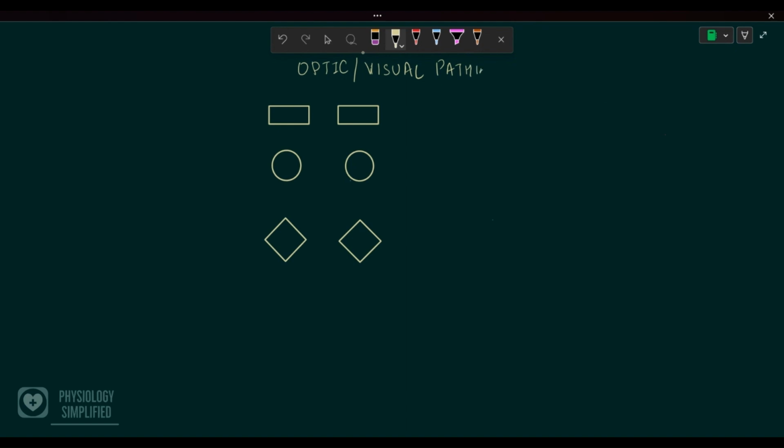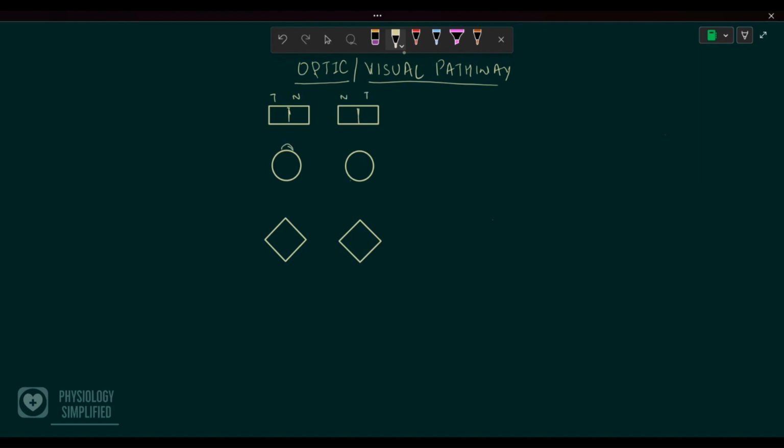As you can see, I have already drawn a few shapes. Let's get started with the rectangles. These rectangles represent the visual field for our eyes. Let's divide them into the nasal half and the temporal half of the visual field.